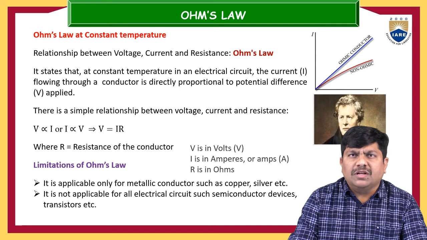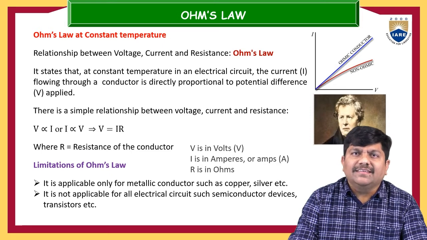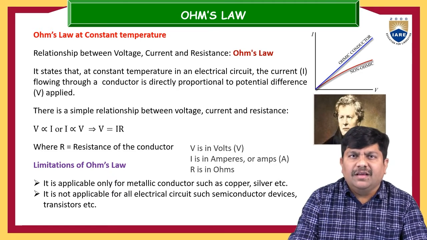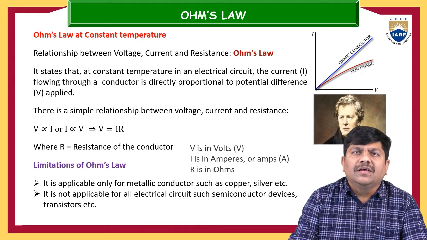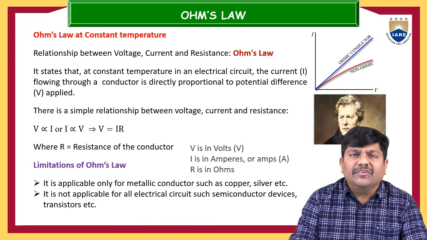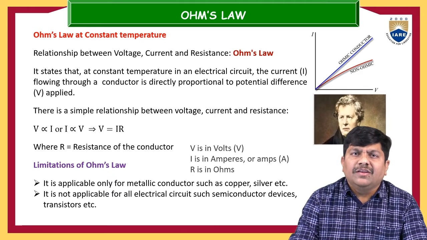As per Ohm's law, the statement is: at constant temperature in an electric circuit, the current I flowing through a conductor is directly proportional to the potential difference applied. So, how much voltage is applied across any element? The potential difference is nothing but the difference in charge concentration on either terminal of that particular conductor.